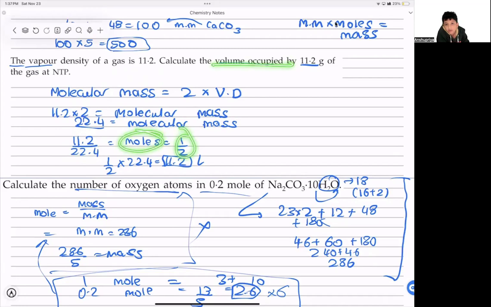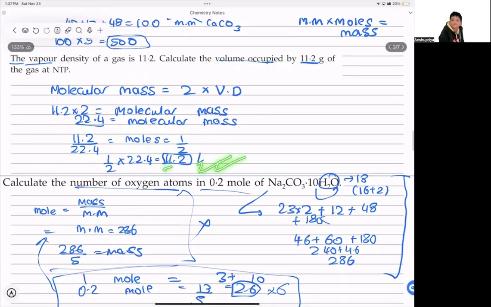So now to find the volume occupied, what do we have to do? We have to multiply the moles by 22.4. So it will get 11.2 liters.